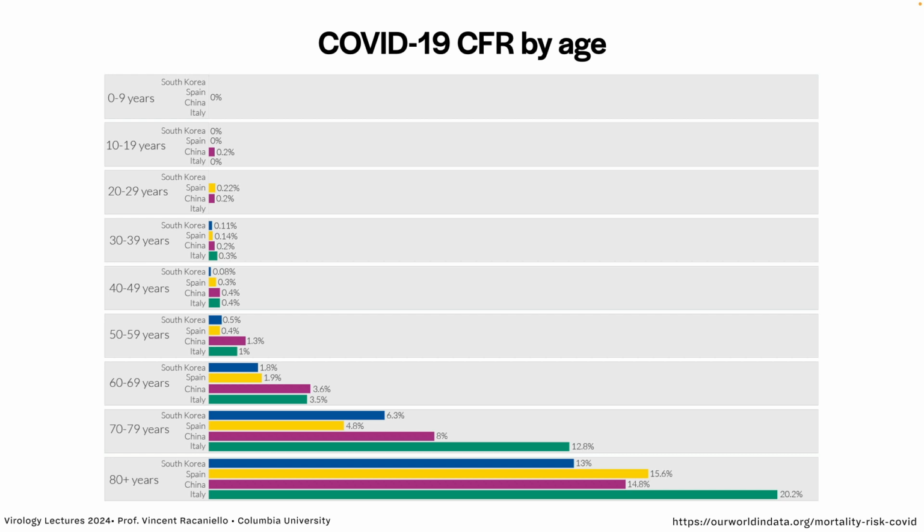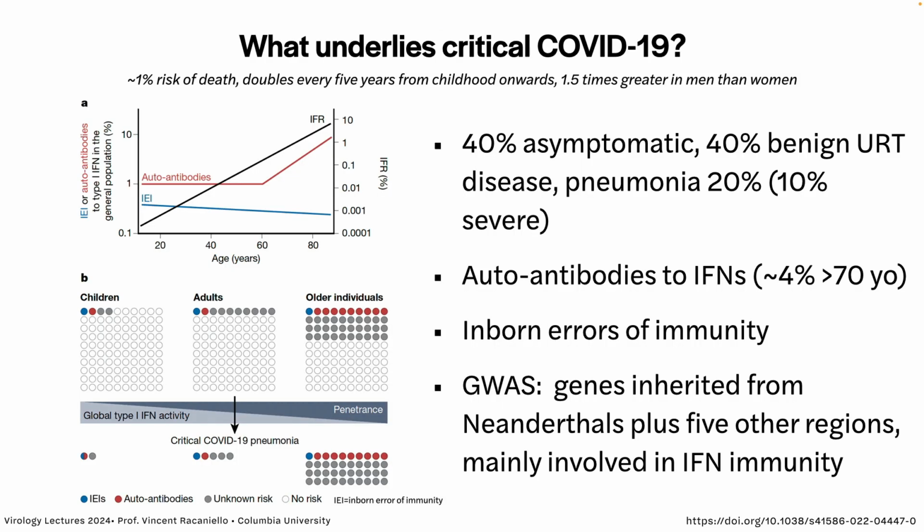So you can see at young ages, the CFR is very low. But then with increasing age, it starts to get higher and higher until it's the highest at 80 plus years of age, where in Italy, which has a very large senior population, it was over 20%. South Korea, Spain, and China. So age is another risk factor for severe disease. And we're not really sure. We have some hints, as I'm going to tell you here.